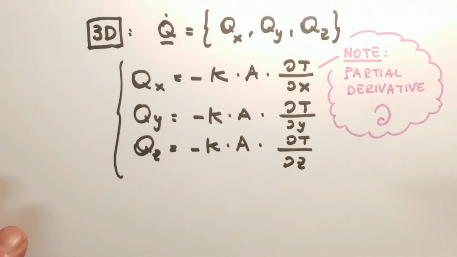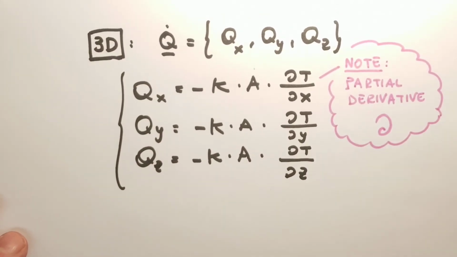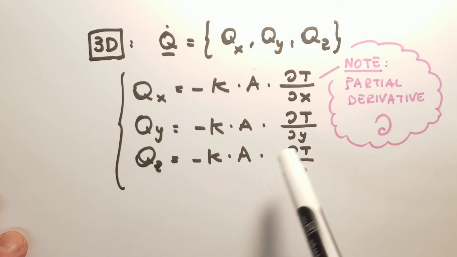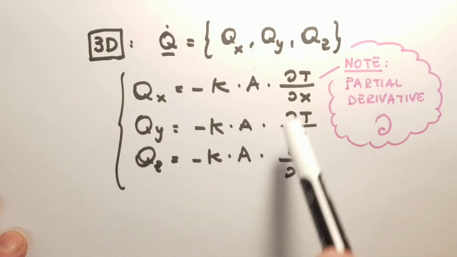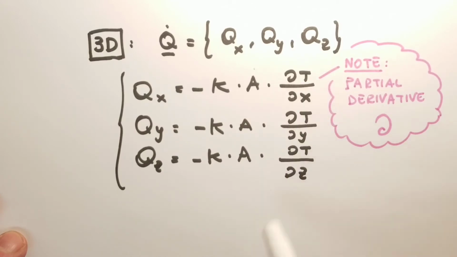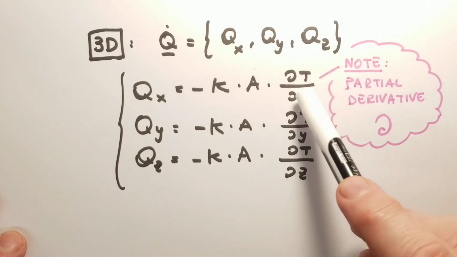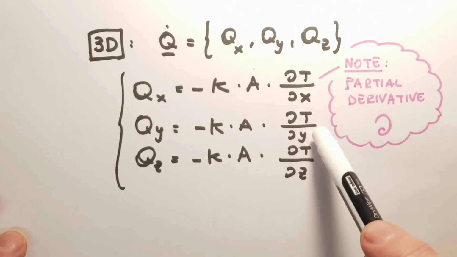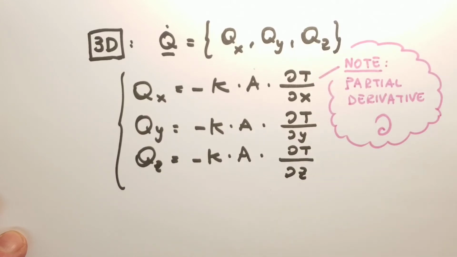So in the three-dimensional case, Q has three components, Qx, Qy, and Qz. So we can split each component, and each component has a value proportional to the partial derivative with respect to that direction. And we note that we need to have here the partial derivative sign because the temperature depends on x, y, z in this problem, and maybe also on time. So we need to use a partial derivative sign.